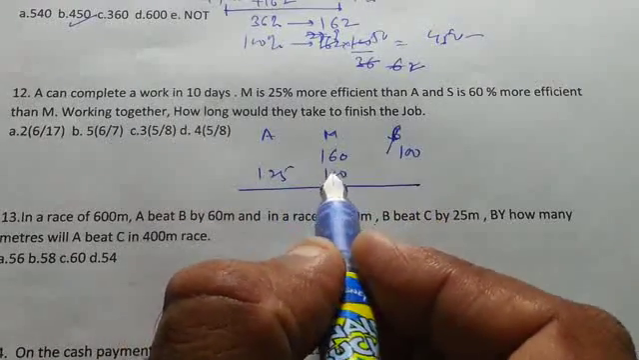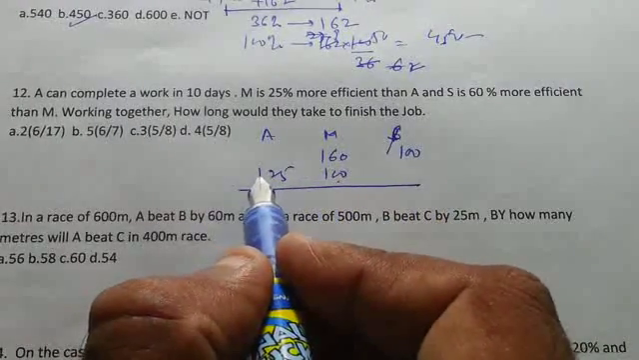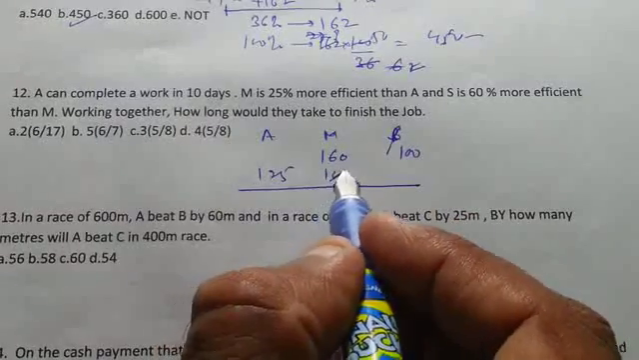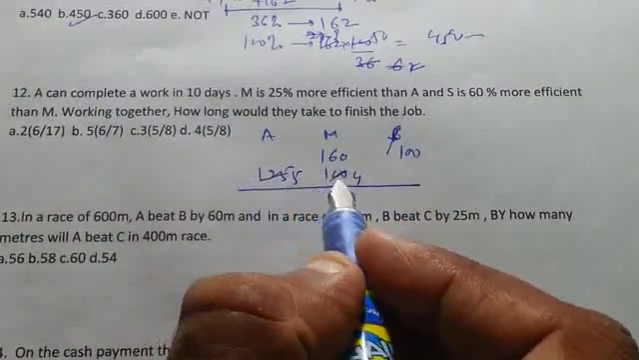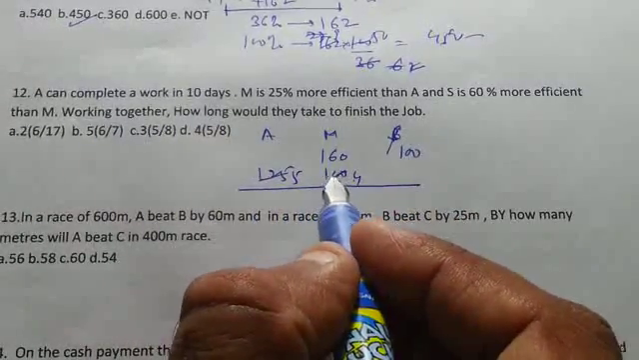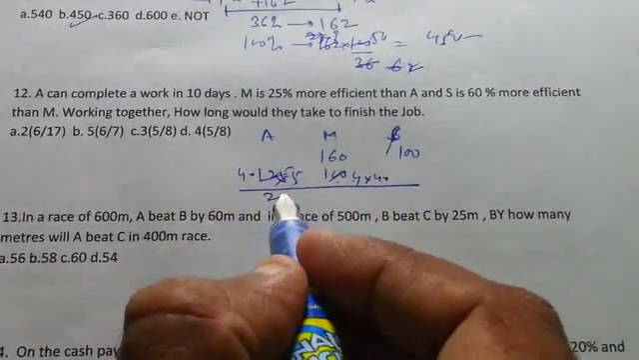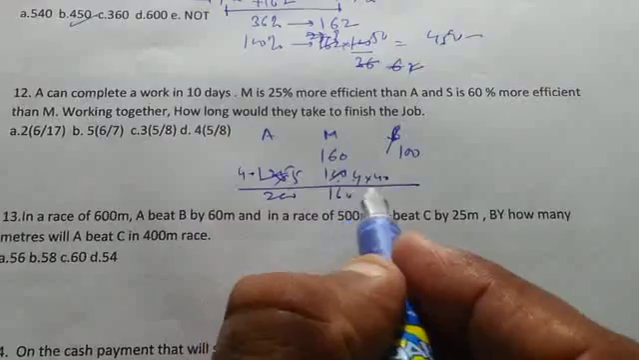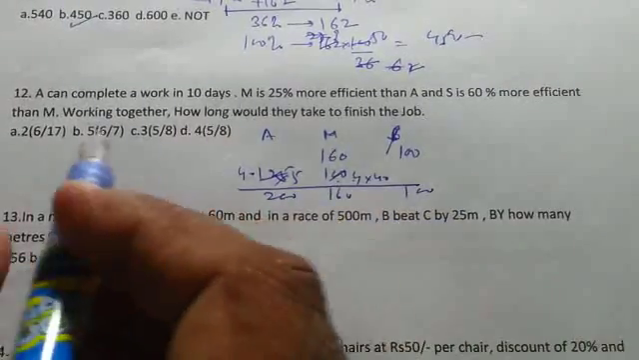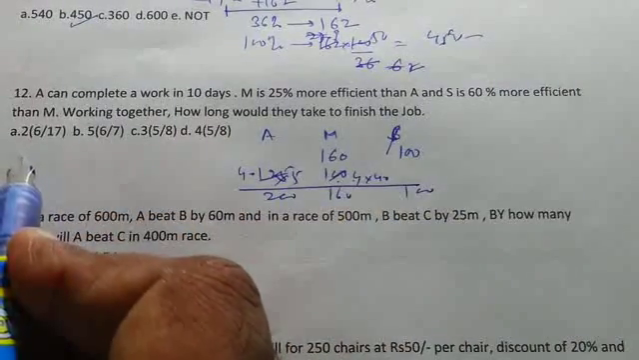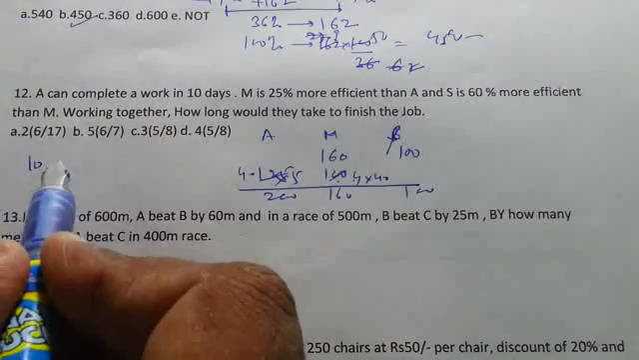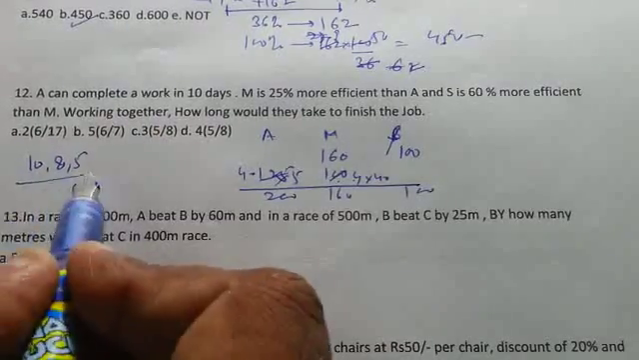Let us see the ratio first, because then we have to equate: if A can do it in 10 days, how many days will M take and how many days will S take. So no issue. If it is 100, it is 125. That means if it is 4, it is 5. When it is 160, that is 4 into 40, so it becomes 5 into 40. So he will take 200 days, he will take 160 days, he will take 100 days. So we have the ratio over here, that is 10, 8 and 5 days.